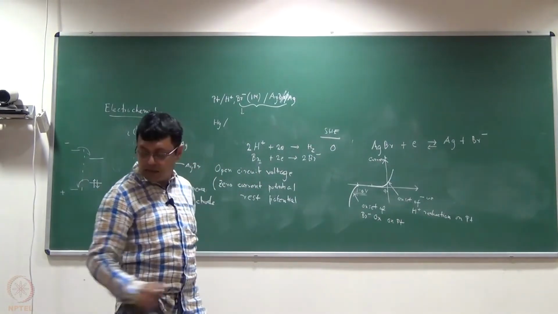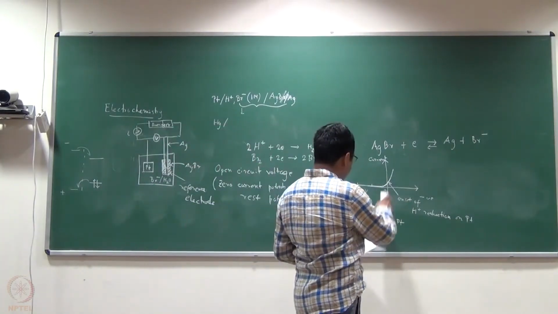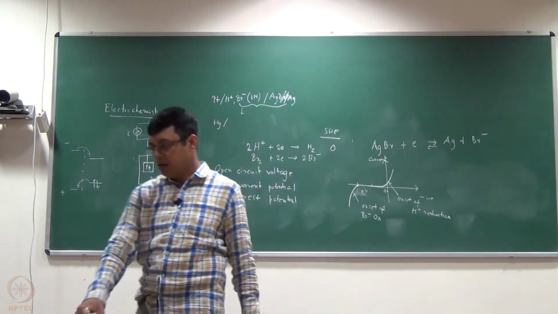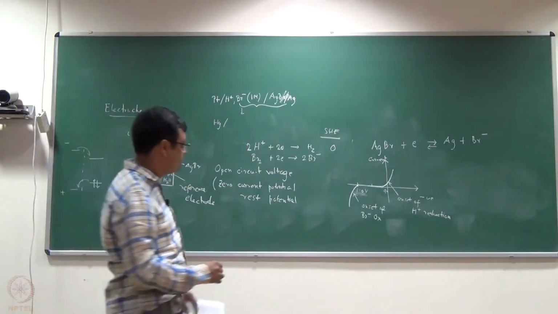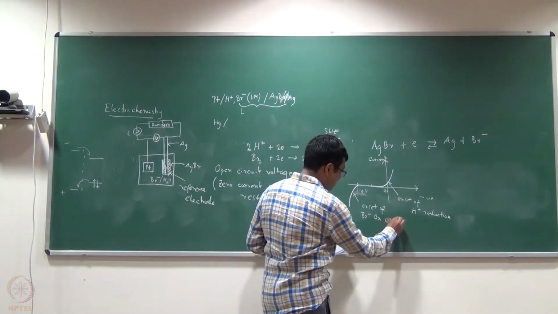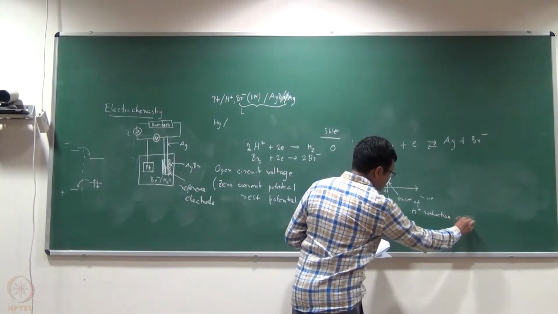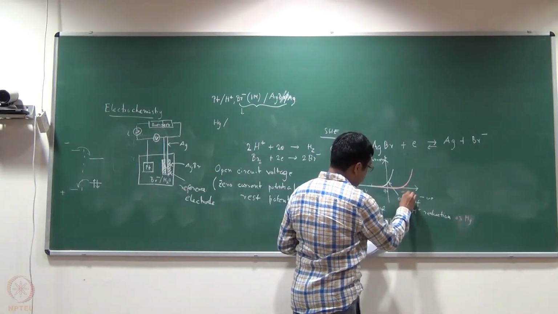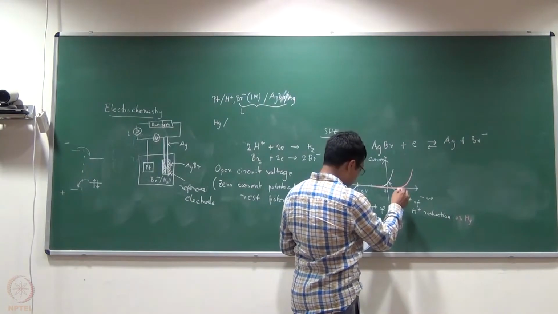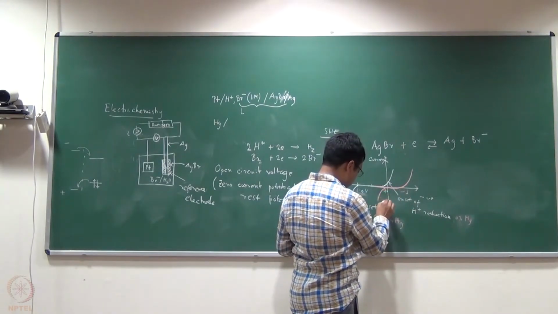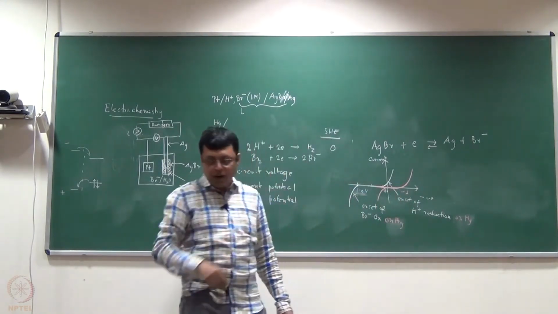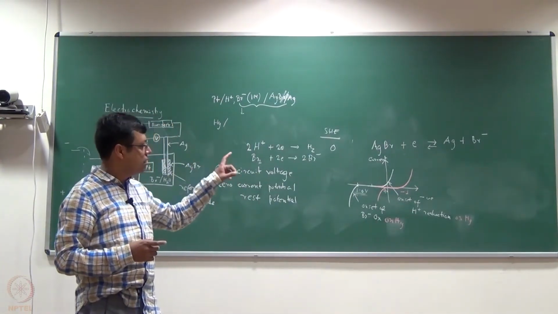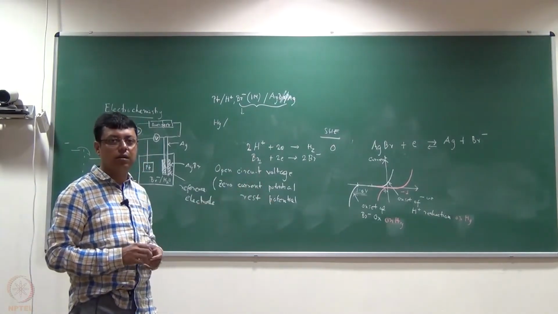Now interestingly, if you do this experiment, keeping everything else the same, but instead of platinum I do it on mercury, oxidation now on mercury, what you will see is that this will come somewhere around -1, and the reduction will be somewhere around here. Now what has happened? It's the same reaction. H plus is getting reduced, and the other half is bromide getting oxidized.